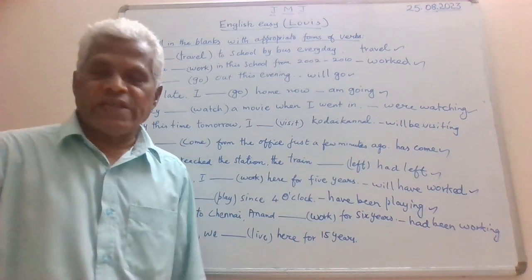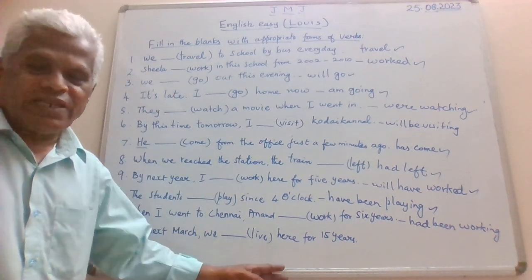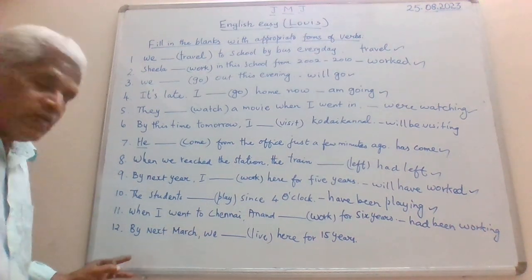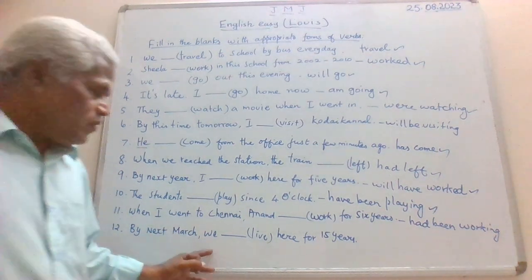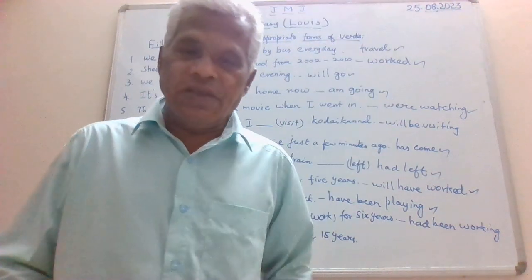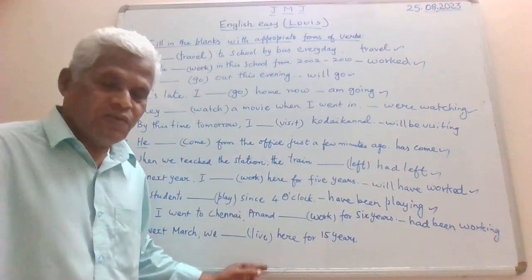Past perfect continuous tense. So finally, you know what the tense is left over. So you can easily tell me the answer. But then look at the sentences that I have given here. By next March, we dash here for 15 years. By next March, we dash have been living for 15 years. See what is the tense now?